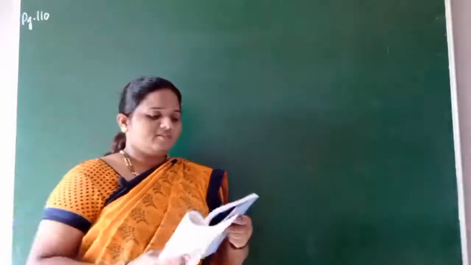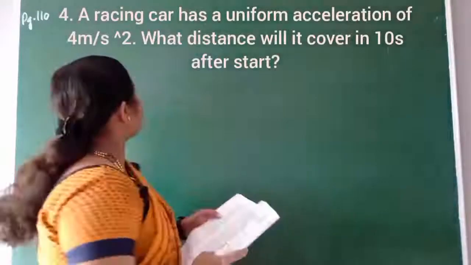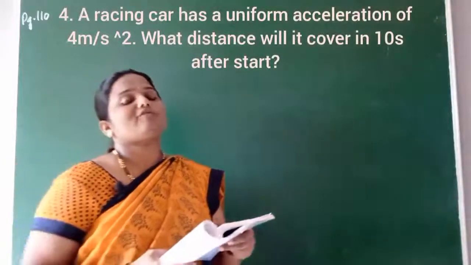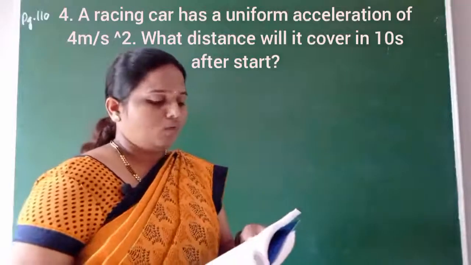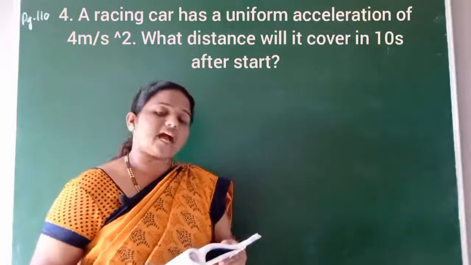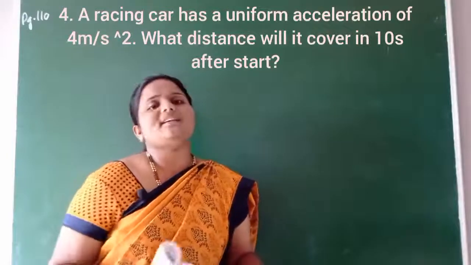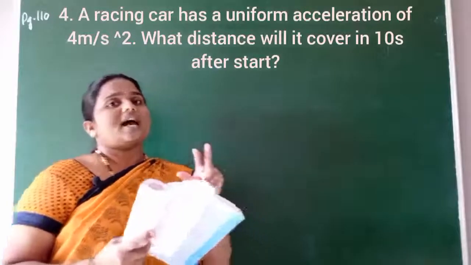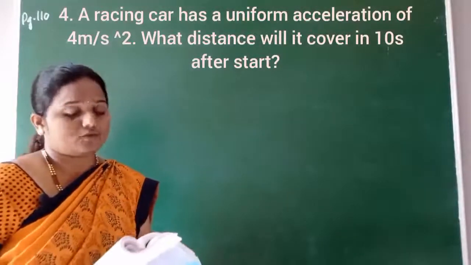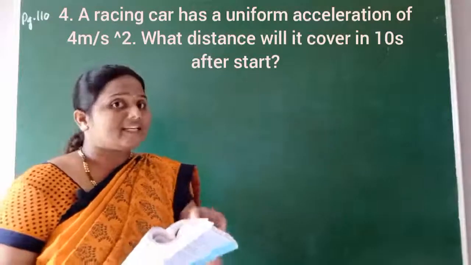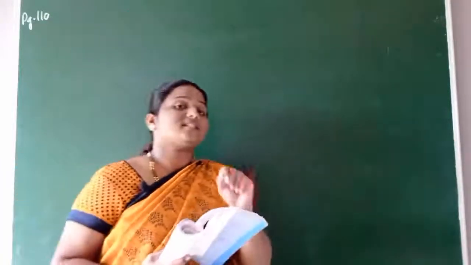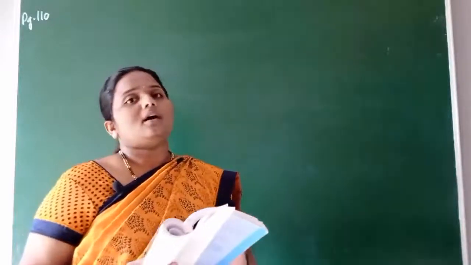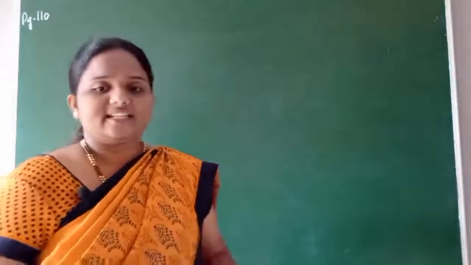Okay. Now we will move with the fourth question from the same page number 110. A racing car has a uniform acceleration of 4 meter per second square. What distance will it cover in 10 seconds after its start? Here clearly they have given that a racing car is moving with this acceleration of 4 meter per second square in a time of 10 seconds after it starts. Means its initial velocity here comes 0. For this given data, we need to calculate the distance.